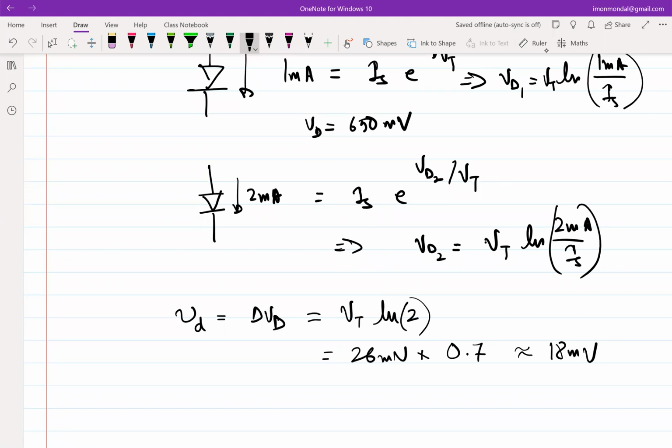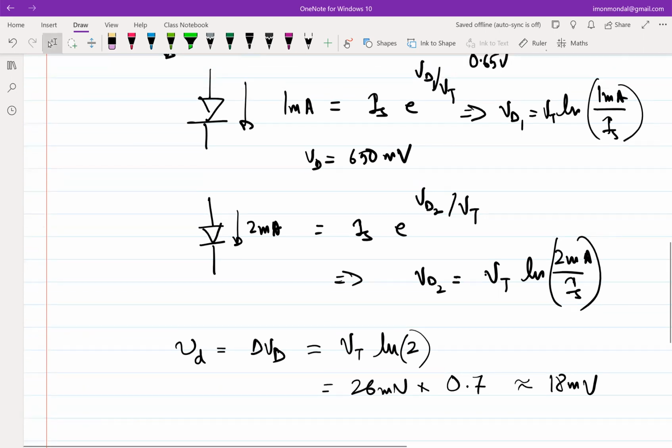So as you see, even if I double the current, the increase in my diode voltage is only 18 millivolts, right? I might double from 4 milliamps to 8 milliamps. Then also my change of voltage will be 18 millivolts, right? So essentially what I'm getting at here is that even doubling current is not a very common thing. Normally in a circuit, you generally don't see double variations of current, right? You see maybe a factor of 1.5 or something like that.